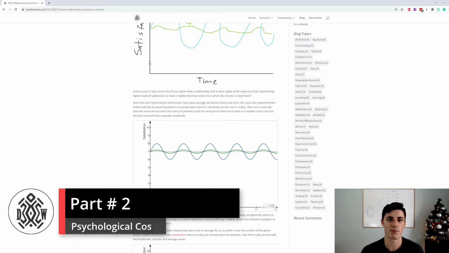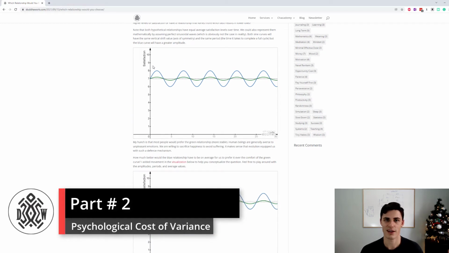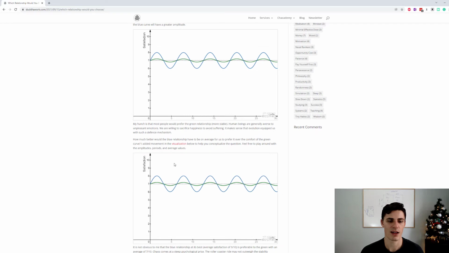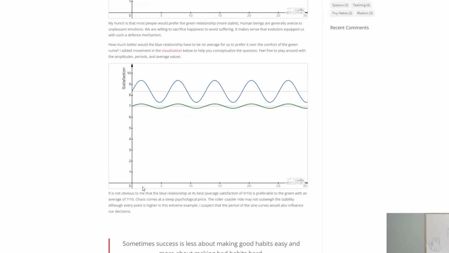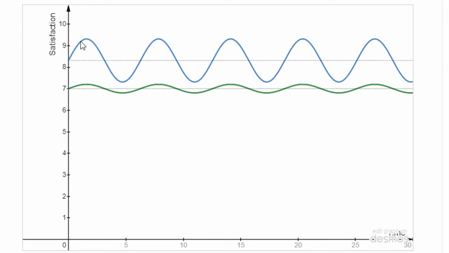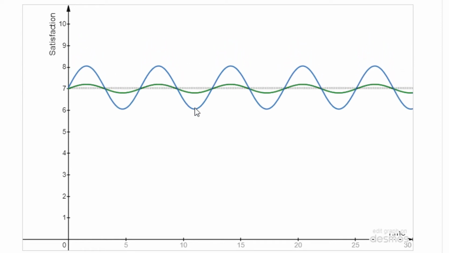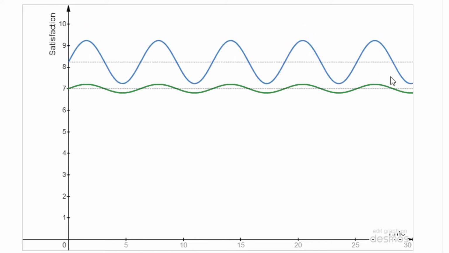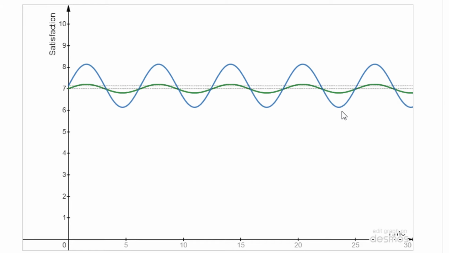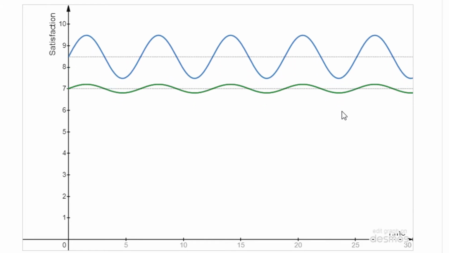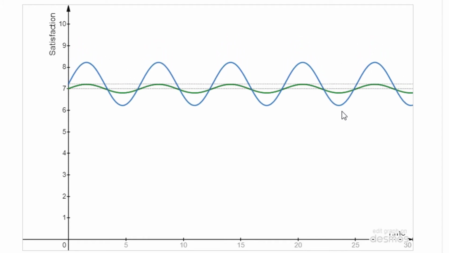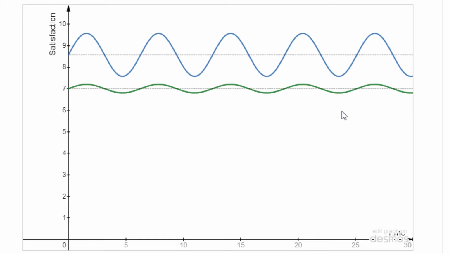My hunch is that most people would pick the green one. And again, let me know in the comments below if that's what you would choose. And this would be the case even when the blue relationship, if we look at the graph, is all the way higher. For example, here the blue relationship is above the green relationship at all times, but still the variability affects your psychology, right? If it's a roller coaster, even though at all points in the relationship you're more satisfied, it still takes a toll on you.